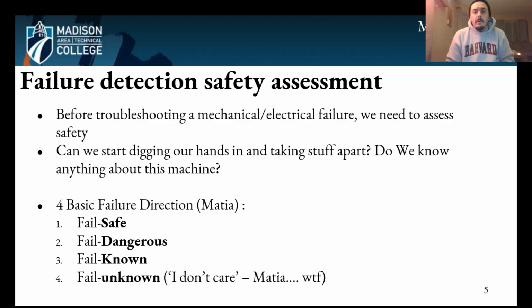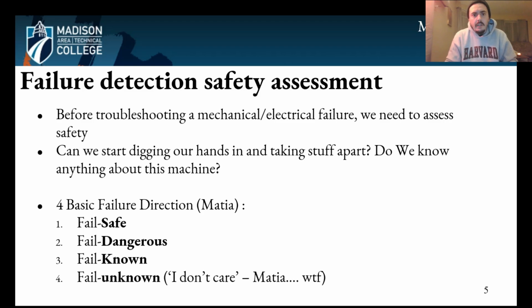All right, so when you're going about troubleshooting, you want to do a couple things before you actually start putting your hands in stuff, and one of them is assessing the safety of the situation. So if something is not safe for you to start troubleshooting, then you really shouldn't start putting your hands on it. And there's a couple things that you want to take a look at prior to doing that. So this is listed as four basic failure direction from ATIA.